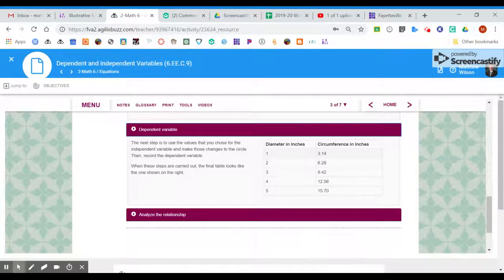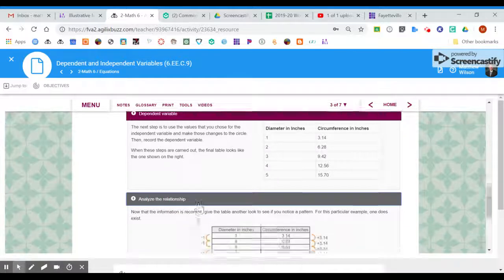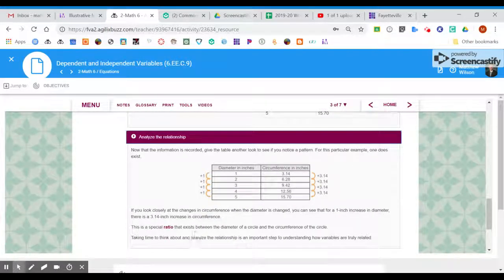Well, in this case, if you know the diameter in inches, you're going to be able to find the circumference, because circumference is equal to the diameter times pi. So if you know the diameter, it's going to result in the circumference. You can see different patterns. So circumference in this case would be the dependent, and diameter would be the independent.